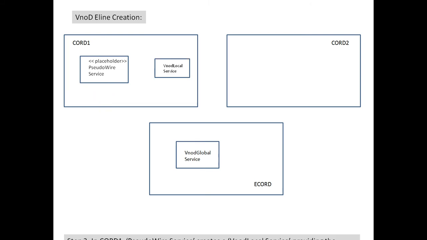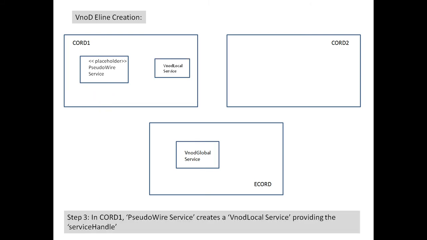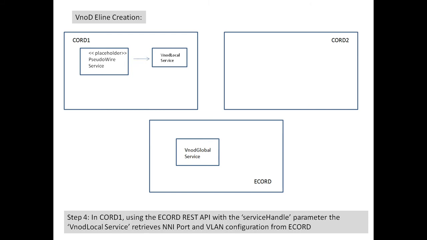So that's step 2. What's going to happen under the surface after you do that step is the Pseudowire service is going to create this thing called VnoD local, and it's going to pass that service handle to it. The VnoD local provides a kind of gateway to the global service. It's going to use the global service's REST API with that service handle to fetch some information, and it's going to principally push down the NNI information. It's going to push down some of the connective elements that we showed earlier, to help the Pseudowire understand where it needs to push its bits.